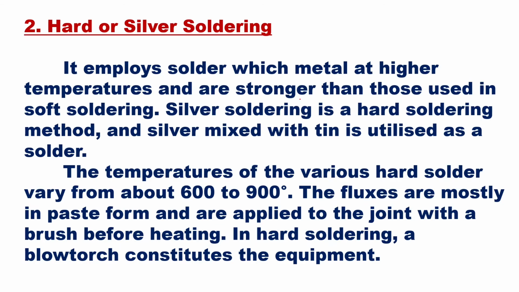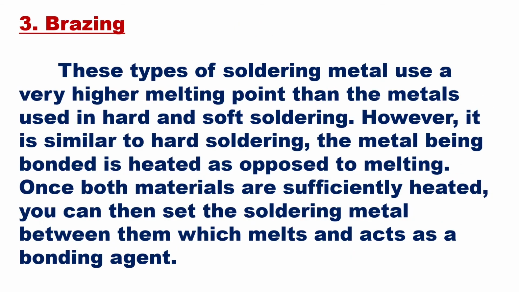Then what is hard or silver soldering? It employs solder which melts at higher temperatures and is stronger than that used in soft soldering. Silver soldering is a hard soldering method, and silver mixed with tin is utilized as a solder. The temperature of the various hard solders varies from about 600 to 900 degrees Celsius. The fluxes are mostly in paste form and are applied to the joint with a brush before heating. In hard soldering, a blowtorch constitutes the equipment.